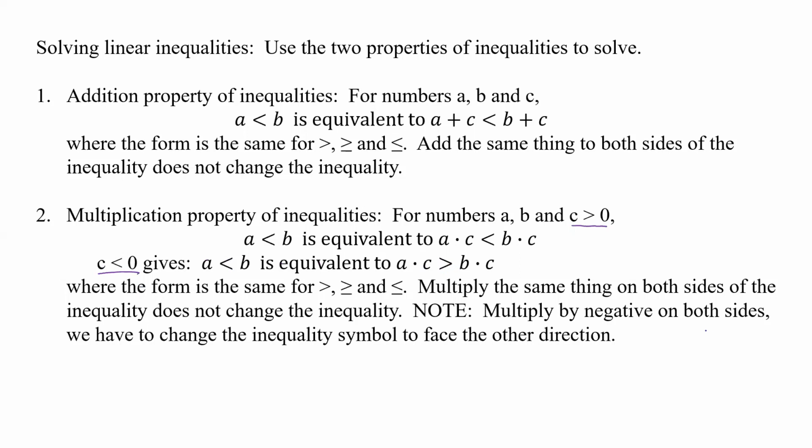So when we multiply by a negative on both sides, we have to change our inequality symbol to face the other direction. So if it's initially less than, we have to change it to greater than. If it was initially maybe greater than or equal to, we have to switch it to less than or equal to.